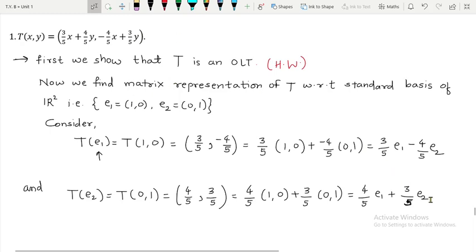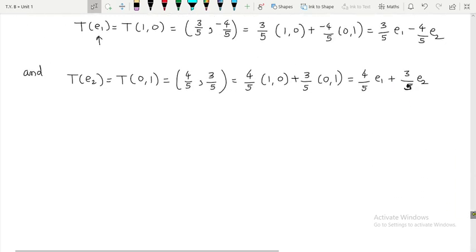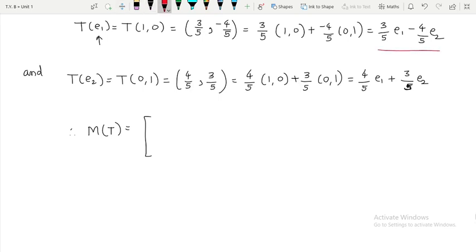So we are done. So what will be my matrix representation? Therefore my M of T, the matrix representation of T with respect to the standard basis, is, whatever coefficients you got in the first equation, that is T of E1, going to give us the first column. Don't forget that minus sign, so it will be 3 upon 5 and over here minus 4 upon 5. And what about the second column? It will be 4 upon 5 and over here it will be 3 upon 5.